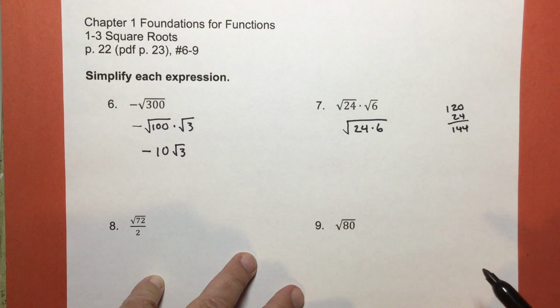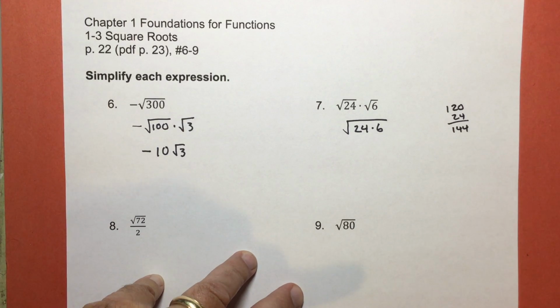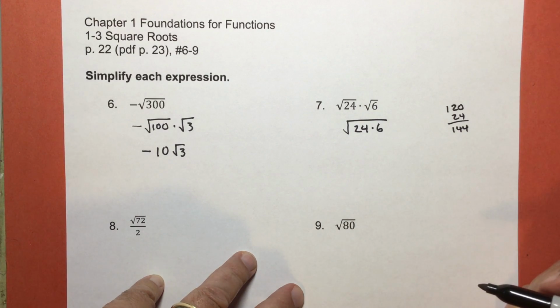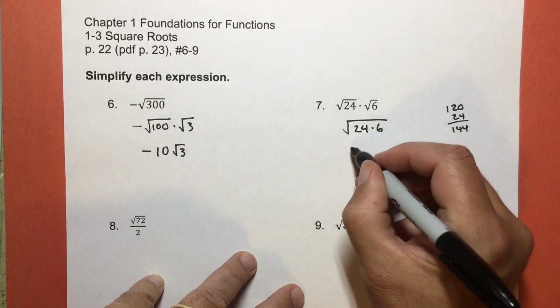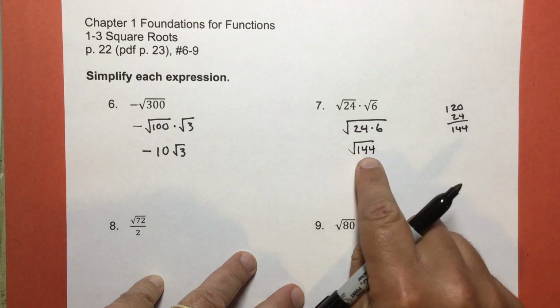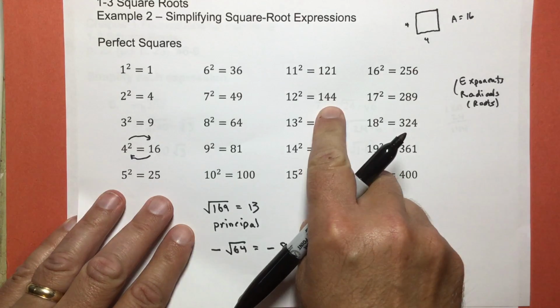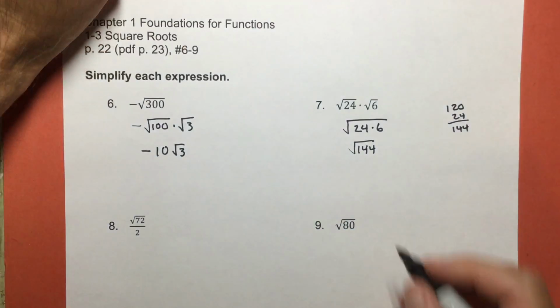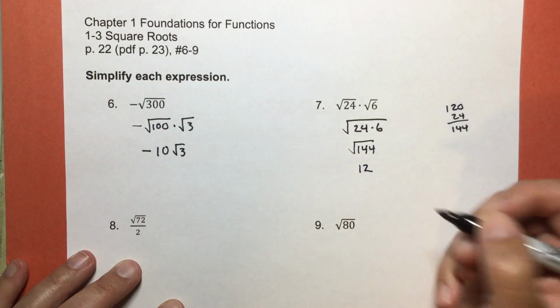A little mental math. And if you don't want to use mental math, it's okay. Just write it all out. It's fine. Hopefully in Algebra 2 you can multiply. All right. So I get the square root of 144 in this case. That looks familiar. Going back to my perfect square sheet, 12 squared equals 144. So this just equals 12.